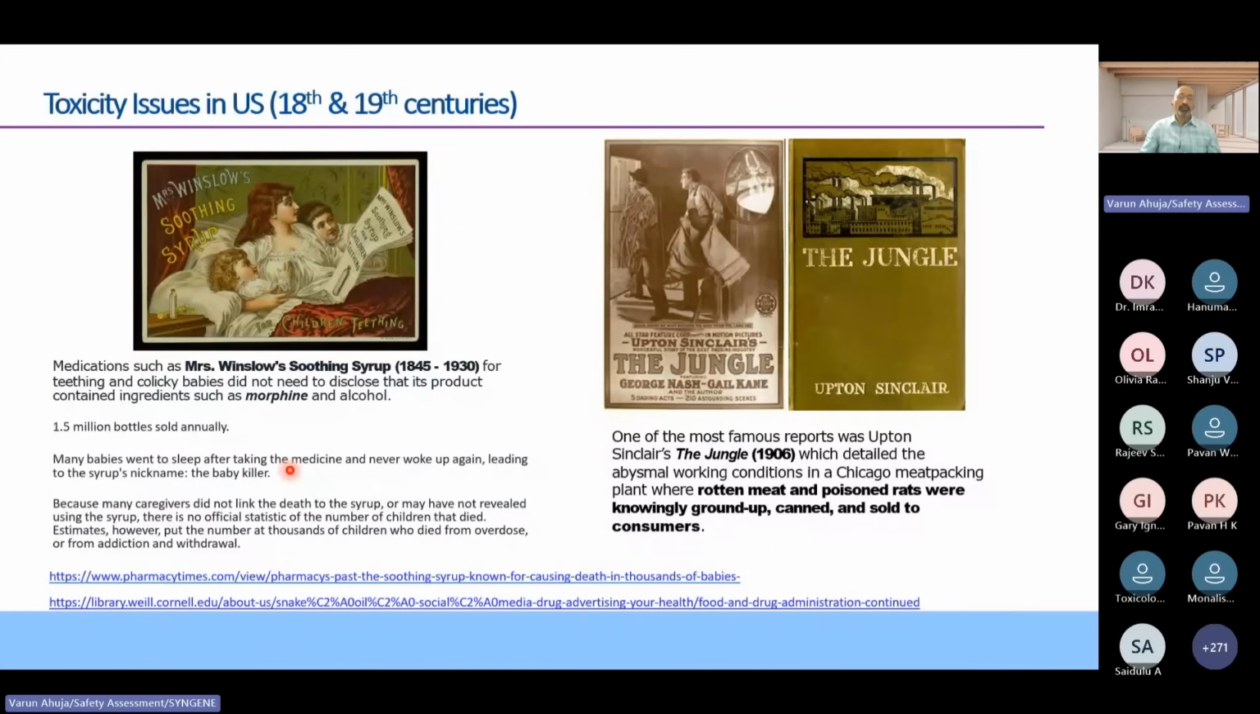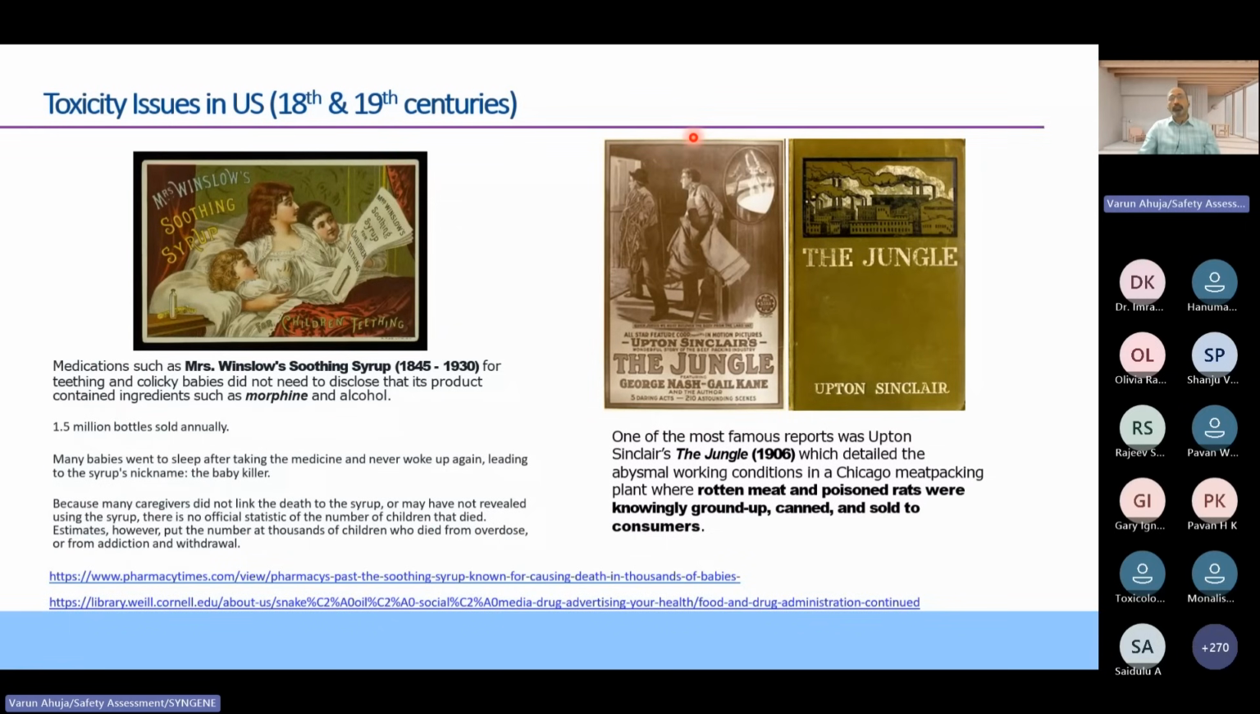So normally, when babies cry, we think that okay, they should sleep by any trick. People who have babies understand that. And so when these babies were taking this medicine, they never woke up again, leading to the syrup's nickname, the baby killer. And because many caregivers did not link the death to the syrup, or may not have revealed using the syrup, there is no official statistic of the number of children that died. Estimates, however, put the number at thousands of children who died from overdose or from addiction and withdrawal. So this is all available on Google also if you want to go through that.